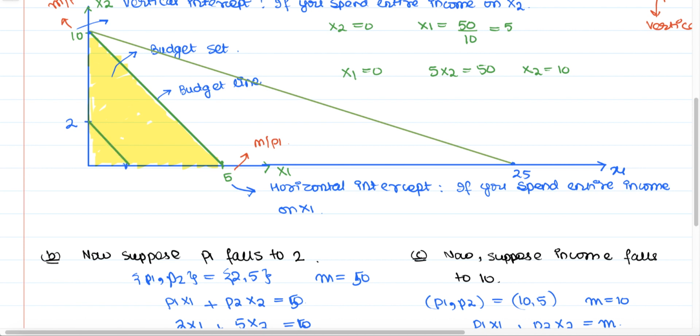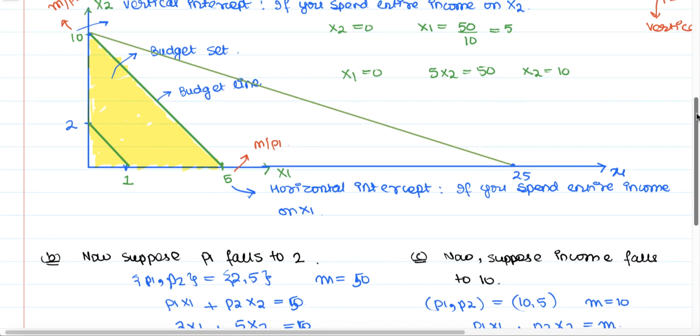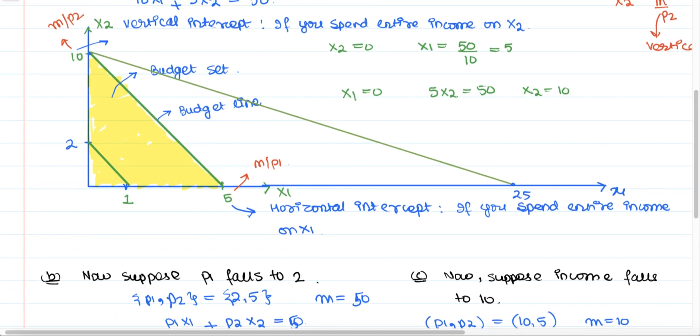So there is a parallel inward shift in your budget line, right? So what you can say, this is the way the budget line has shifted. This is the shift in budget line when prices change. So it pivots around this.